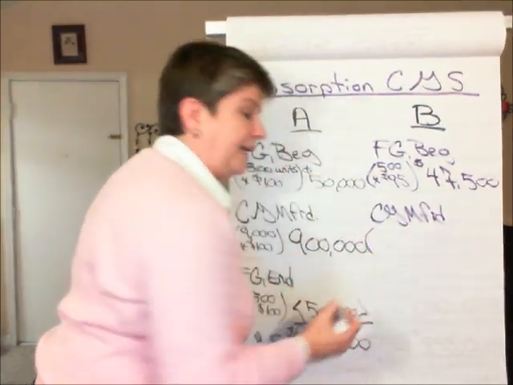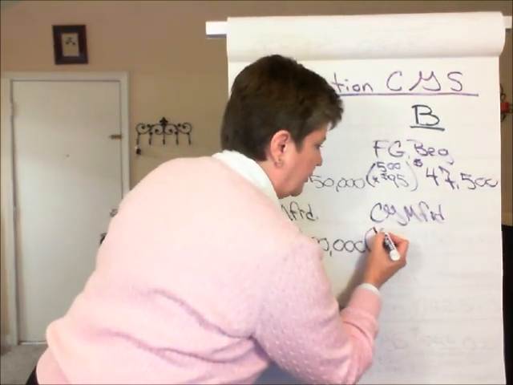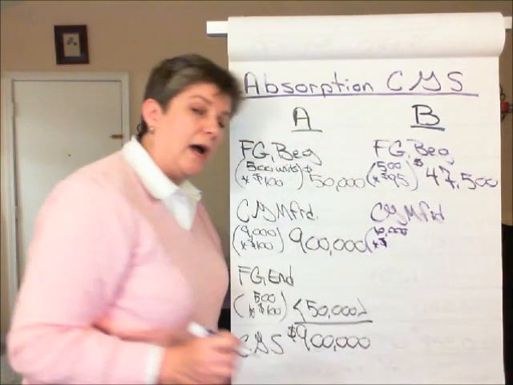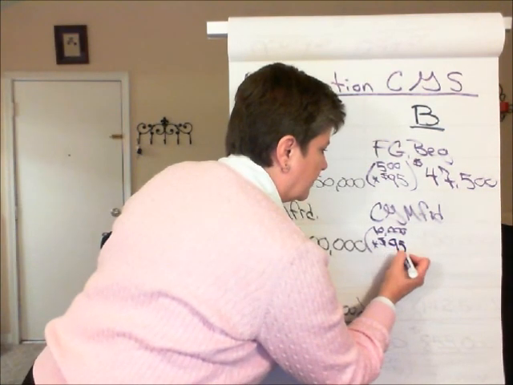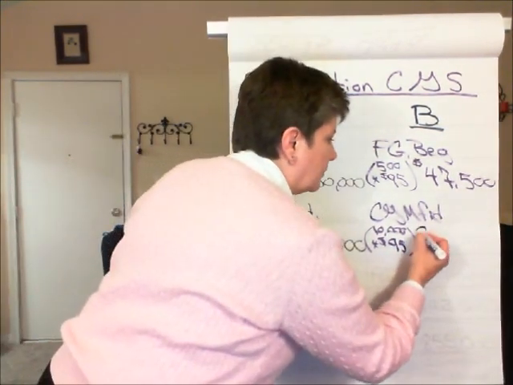Our cost of goods manufactured, of course, is for the number of units produced. So that would be, in scenario B, 10,000 units produced at our product cost for B of $95. So $950,000.